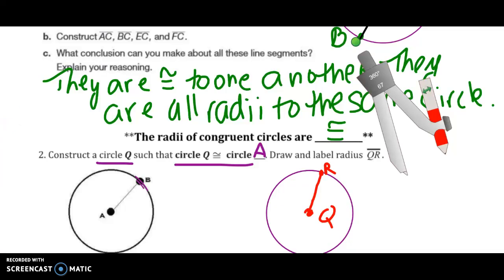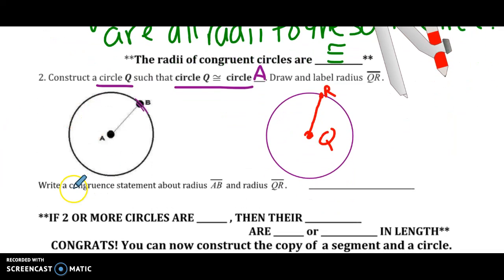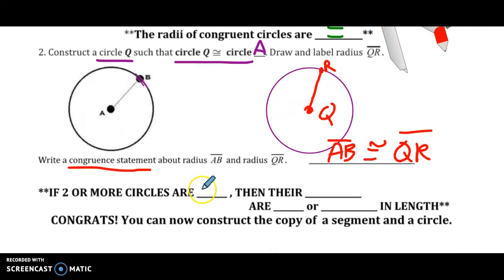Again, you should use your ruler to make any segments or lines. Write a congruent statement about radius AB and radius QR. AB is congruent to QR. So if two or more circles are congruent, then their radii are congruent or equal in length. And that is just about everything we got to in class. Again, I will make a video for the remaining examples in this lesson.